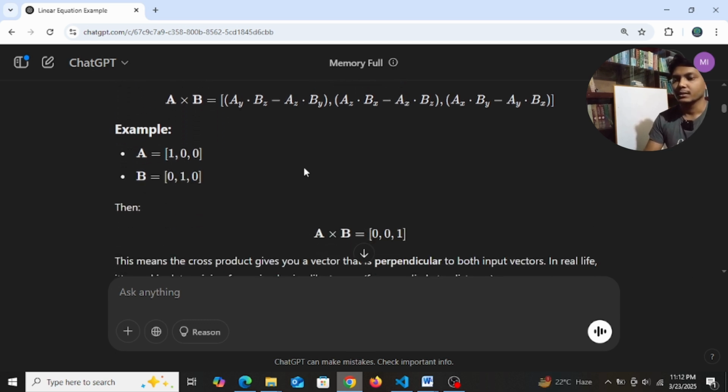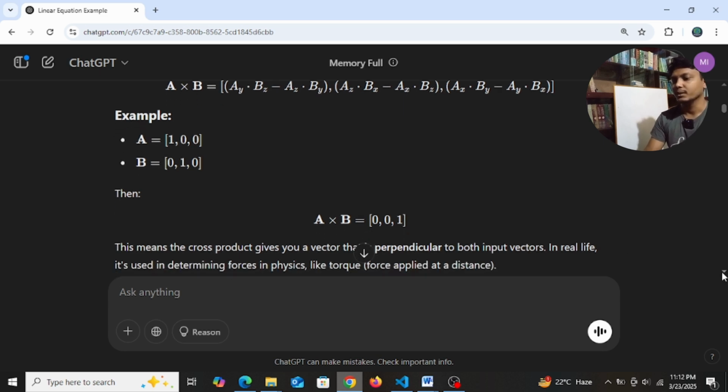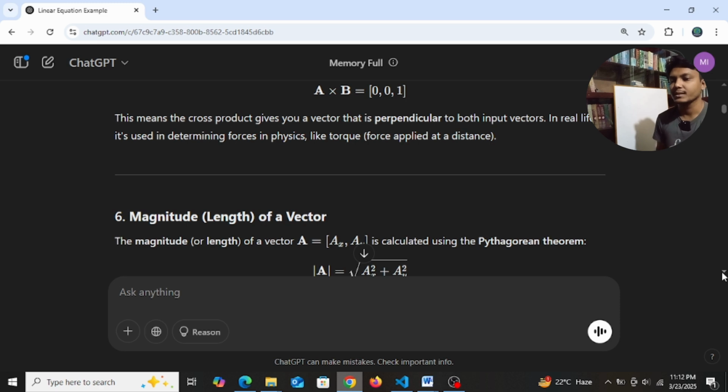Example: a equals (1, 0, 0), b equals (0, 1, 0). If we put these values in this equation, then we get a cross b equals (0, 0, 1). This means the cross product gives you a vector that is perpendicular to both input vectors. In real life, it's used in determining forces in physics, like torque.